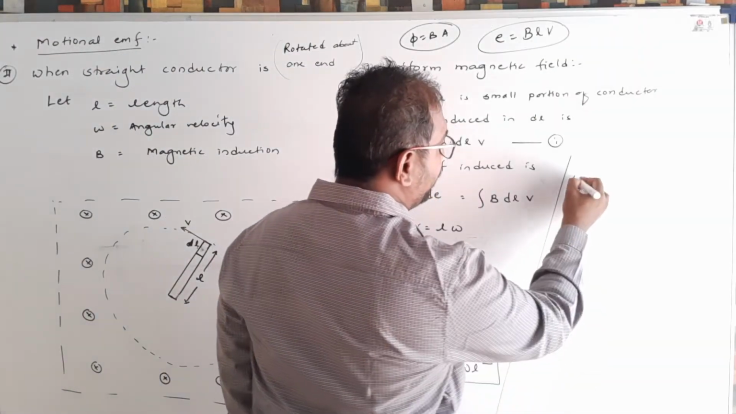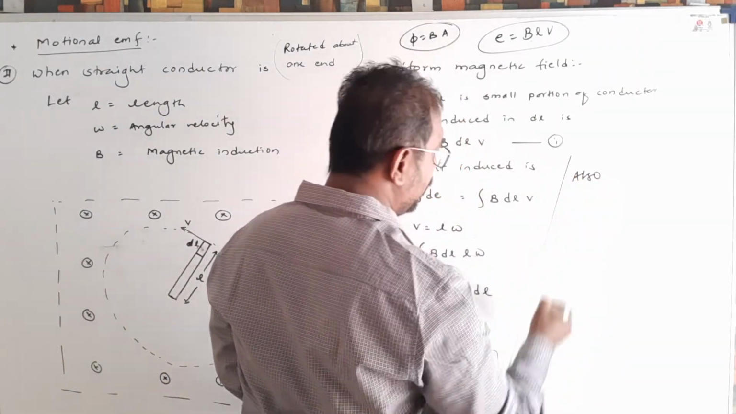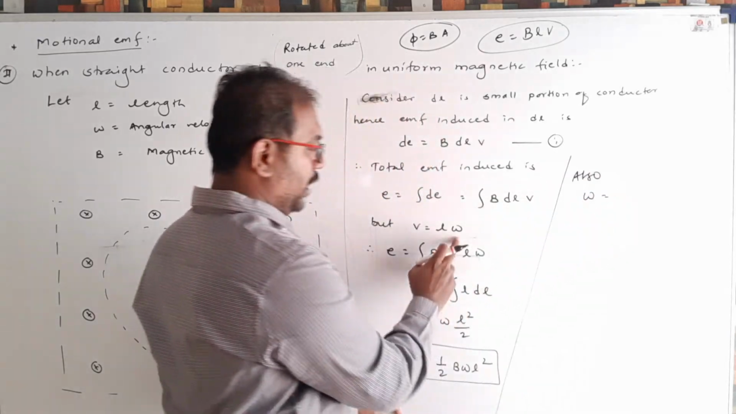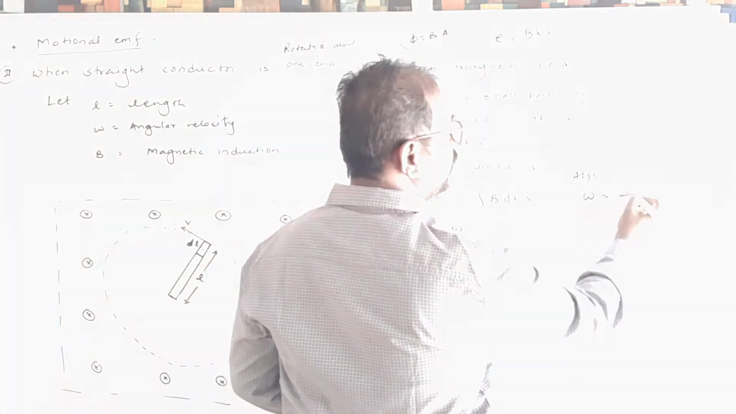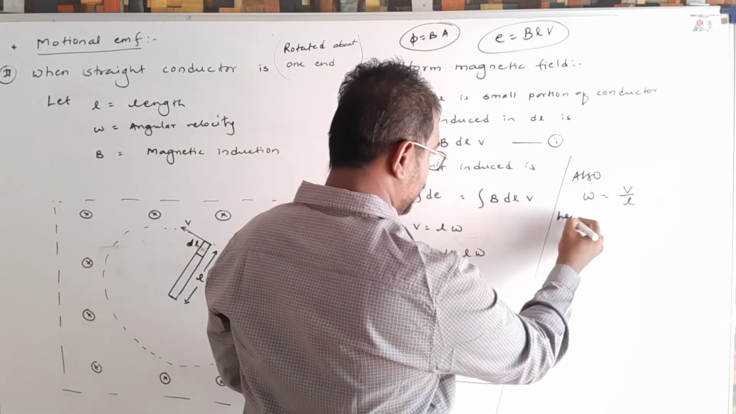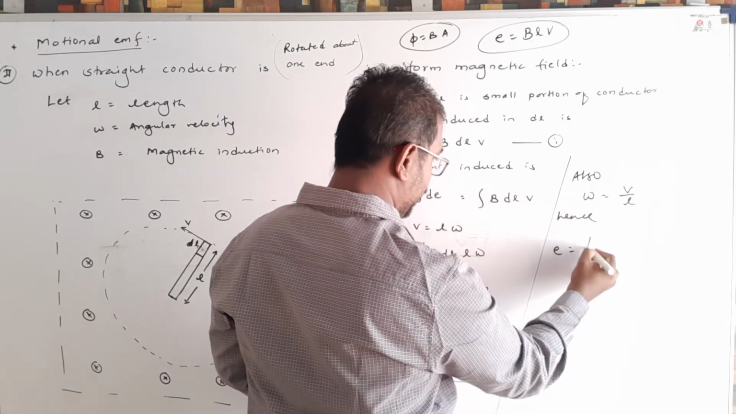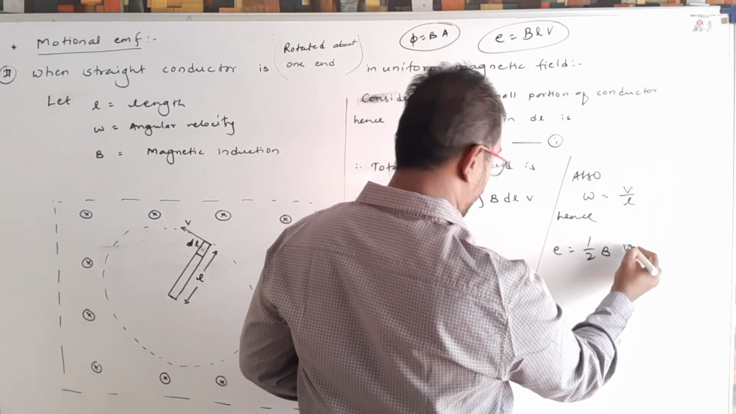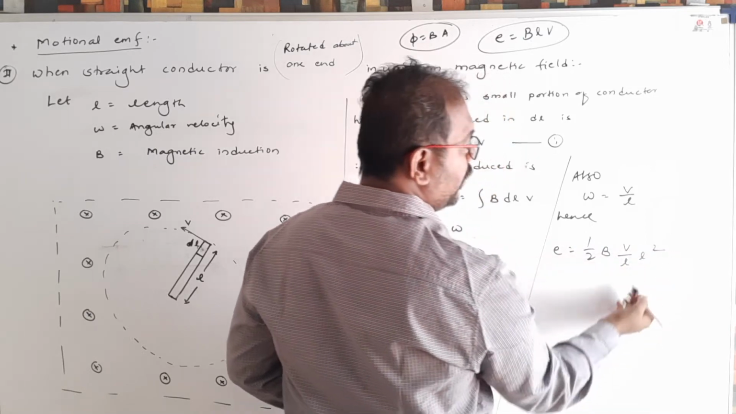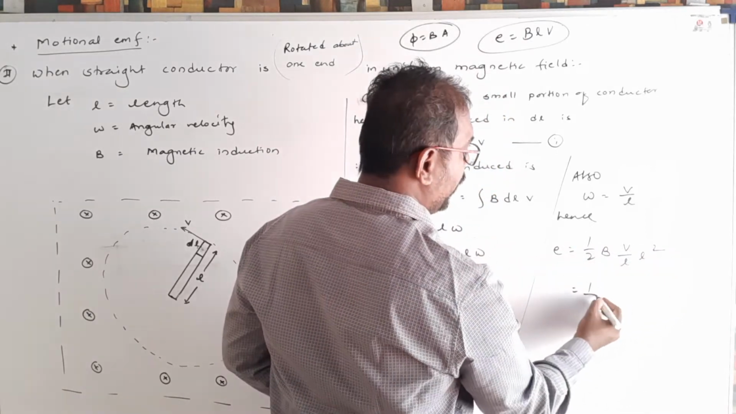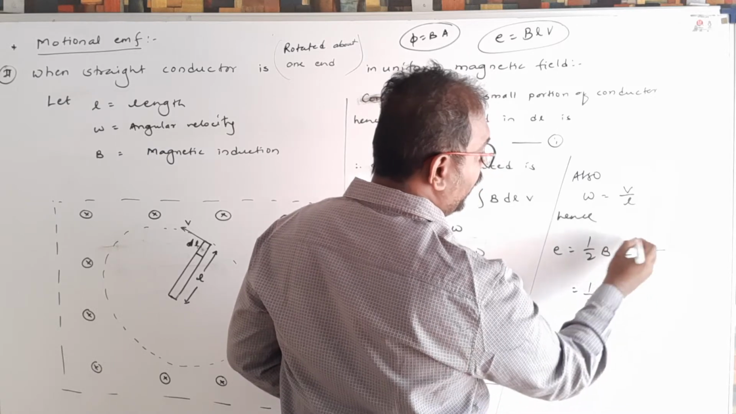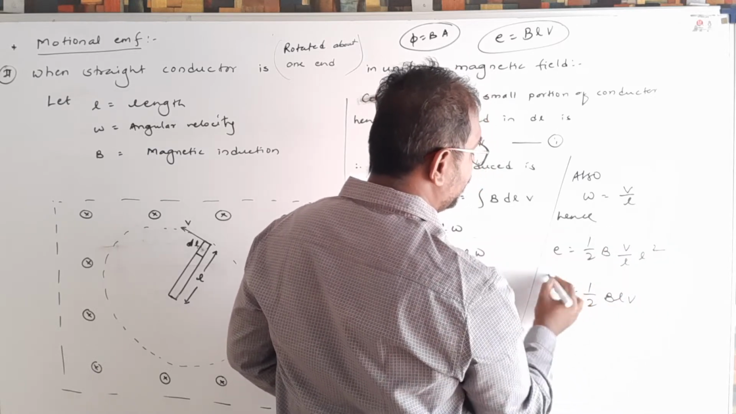Also, the same formula we can write. You know that omega is, by this formula, V by L. So, hence, you can write it here: E is equal to 1 by 2 B V by L into L square. One L and L get cancelled, so 1 by 2 B V L, or I can write B L V.